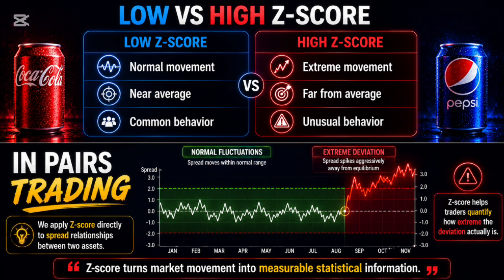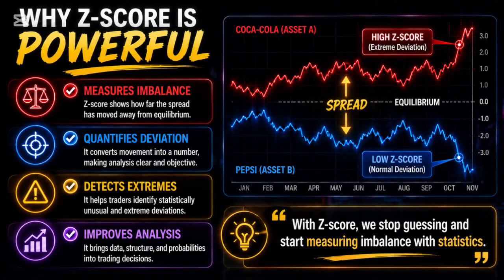So you need to understand that in pairs trading, we apply z-score directly to the spread relationship. Most of the time, spread fluctuates normally, right? But sometimes the spread suddenly spikes aggressively away from its equilibrium, and this is where z-score helps traders. It helps traders to quantify how extreme the deviation actually is. This is why z-score is so powerful, right?